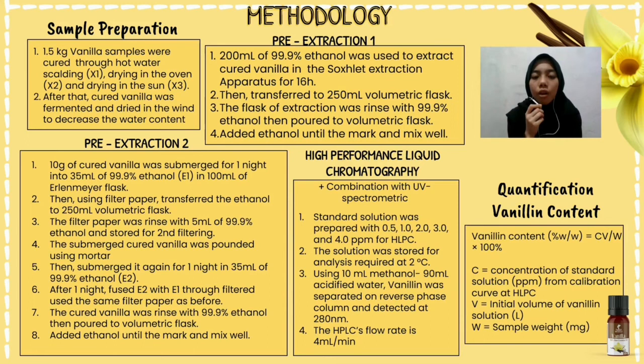Sample preparation for the HPLC method is as follows: 1.5 kg of vanilla sample were cured through hot water scalding, dried in the oven, in the sun, and fermented, then dried again in the wind to decrease water content.